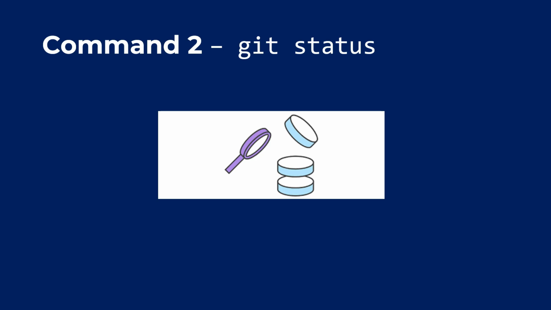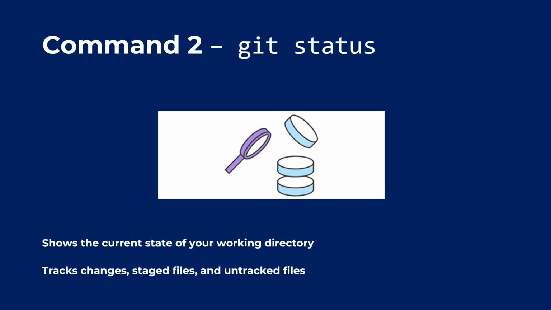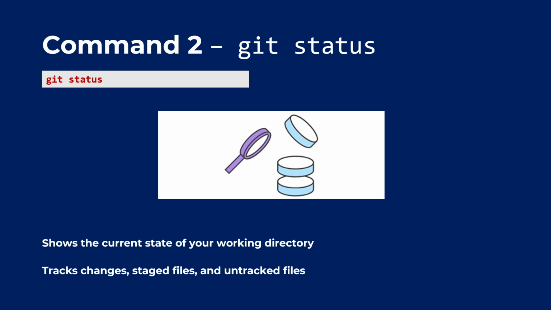The second command is git status. It shows the current state of your working directory, and it's important because it tracks changes that we make in the repo, staged files, and untracked files. And the command looks like this. You simply write git status.